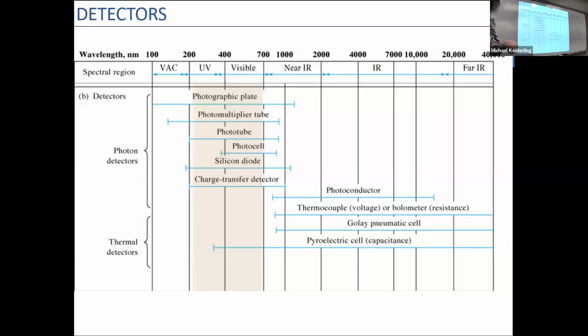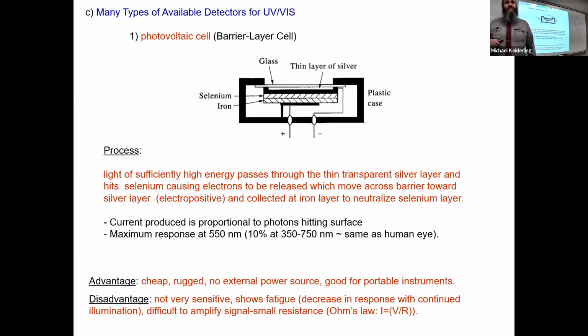Then for IR, there are photoconductors, and then there are thermal detectors for heat kind of things. So thermocouples or bolometers, Golay pneumatic cells, and then pyroelectric cell capacitors. There are also some detectors if you want to go into the far IR. We'll go into a little more detail later.